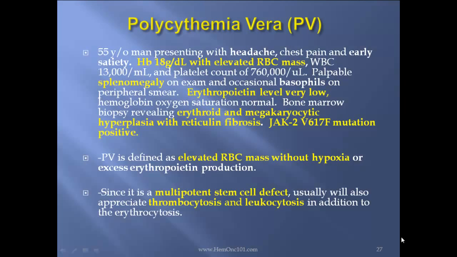Erythropoietin level very low. Hemoglobin oxygen saturation normal. Bone marrow biopsy revealing erythroid and megakaryocytic hyperplasia with reticulin fibrosis. JAK2 V617F mutation positive. PV is defined as elevated RBC mass without hypoxia or excess erythropoietin production. Since it's a multipotent stem cell defect, usually we'll also appreciate thrombocytosis and leukocytosis in addition to the erythrocytosis.